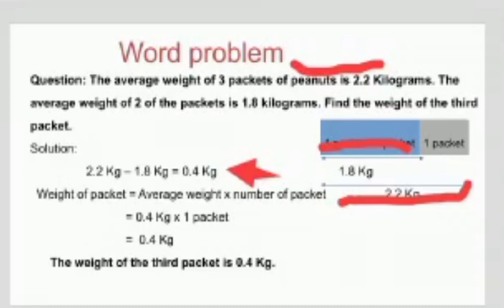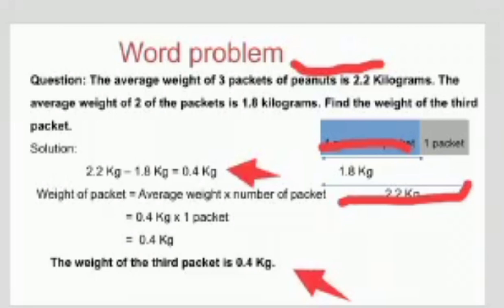So the total weight of the packet is equal to average weight multiplied by the number of packets. The average weight I have found is 0.4 kgs, and the packet over here, the third packet, is just and only one packet. So 0.4 kg multiplied by 1 is equal to 0.4 kg. The weight of the third packet is 0.4 kilograms.